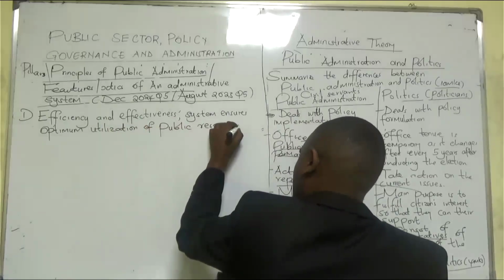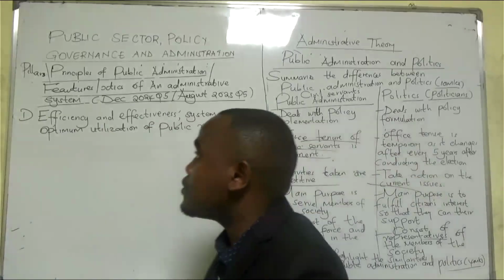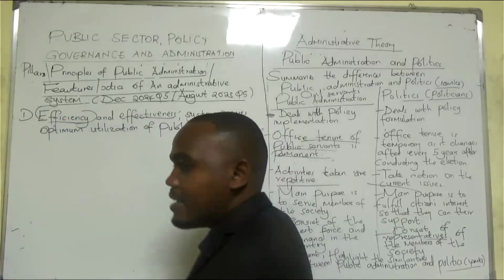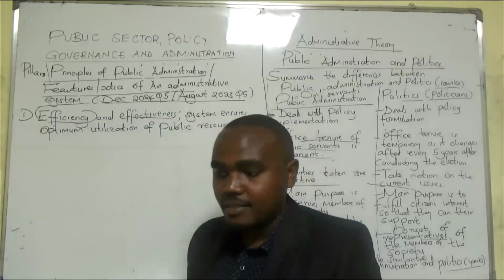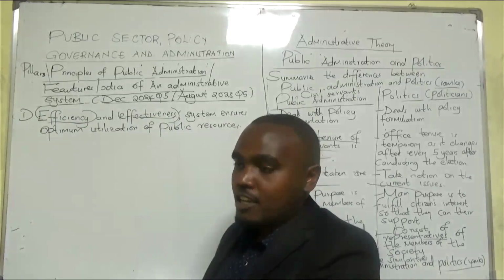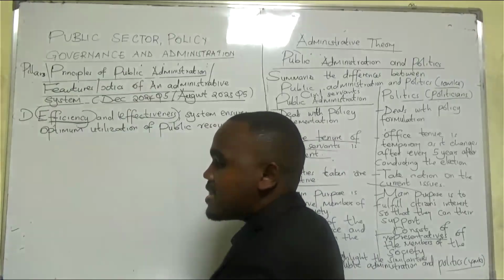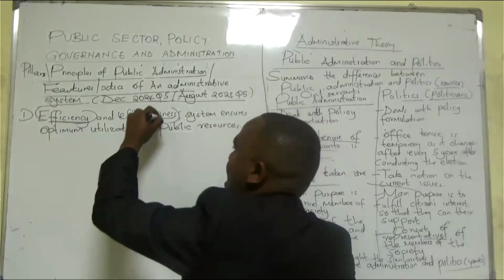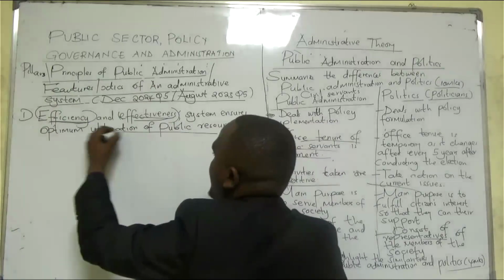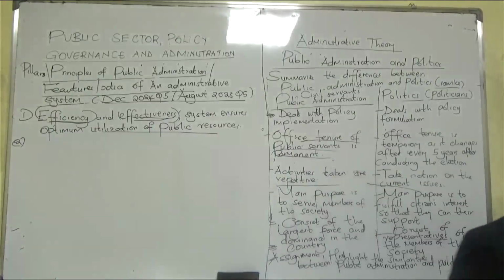Mtu anaelewa kwa nini tunasema hivyo? Kwa sababu wakati wote utakuwa unatumia jina efficiency and effectiveness. Efficiency means you're trying to lower the cost. Effectiveness means you are achieving the objective. So an administrative system must ensure there is efficiency, lowering the cost, and achievement of the objective. That is why we are saying that there is optimum utilization of public resources.